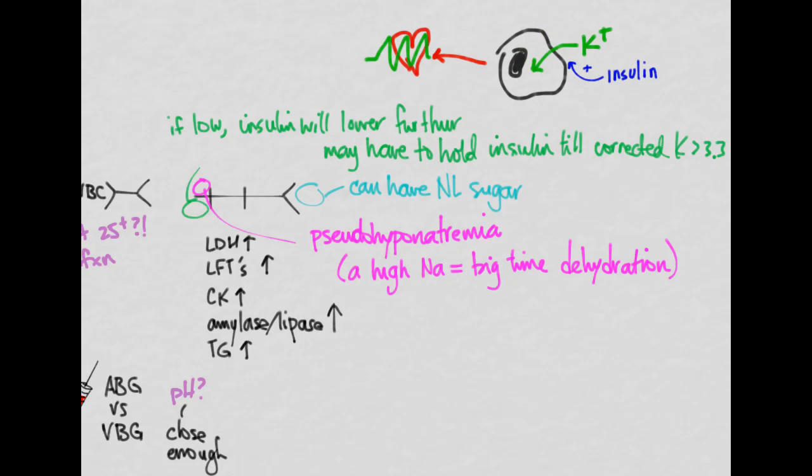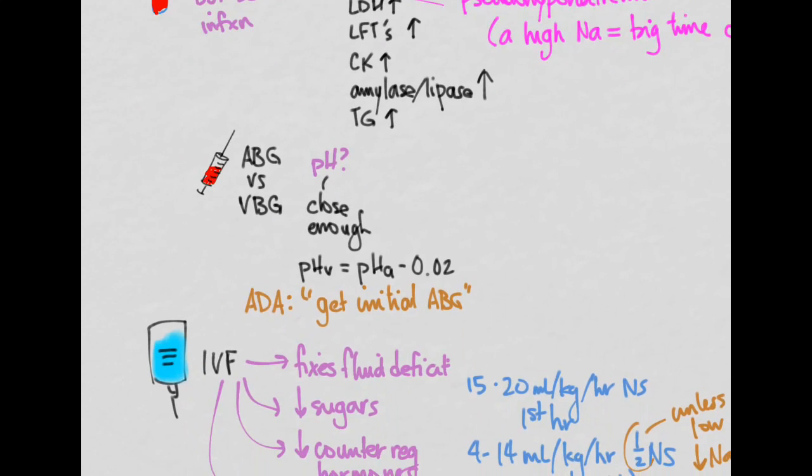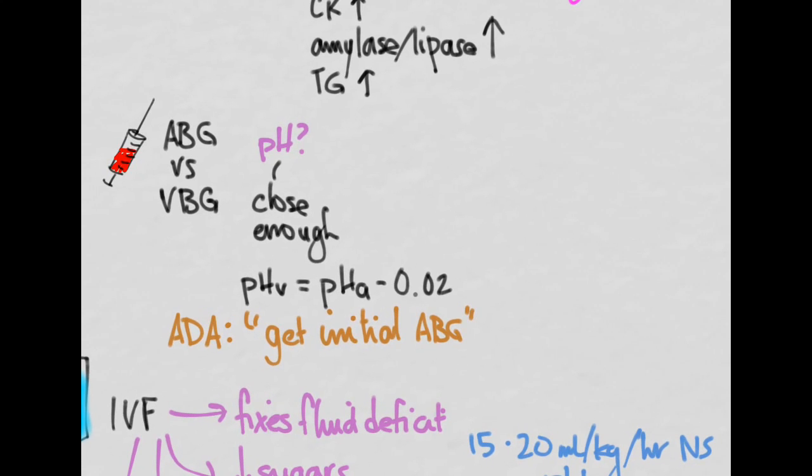Other things that you might see are other lab values that are high, like the LDH, LFTs, creatine kinase, amylase, lipase, triglycerides as well. Obviously, in ABG, you're going to see that the pH is low.